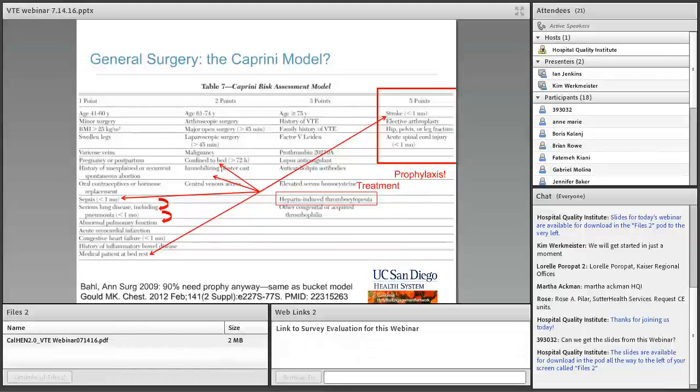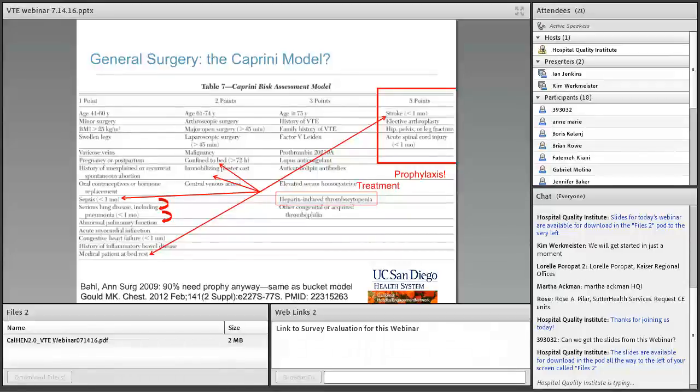And then there's heparin-induced thrombocytopenia on this list. Those patients don't need prophylaxis. They need full-strength anticoagulation with a non-heparin agent. So again, this is a research tool. It wasn't designed to select patients for prophylaxis. This is designed to measure their VTE risk.